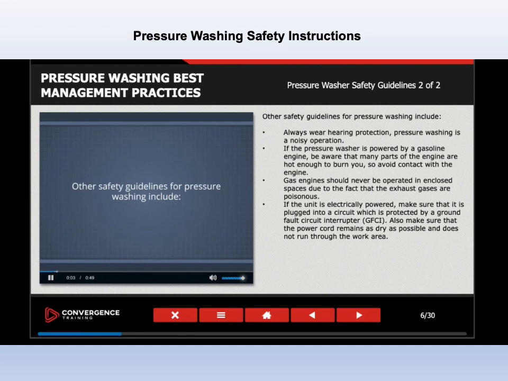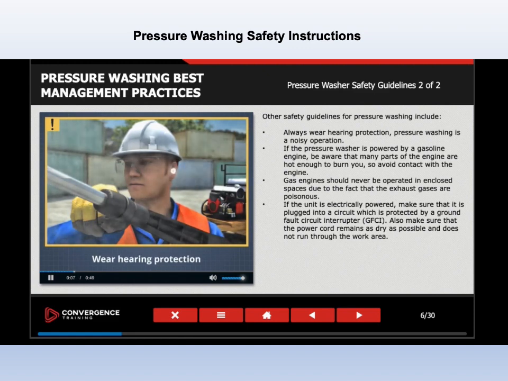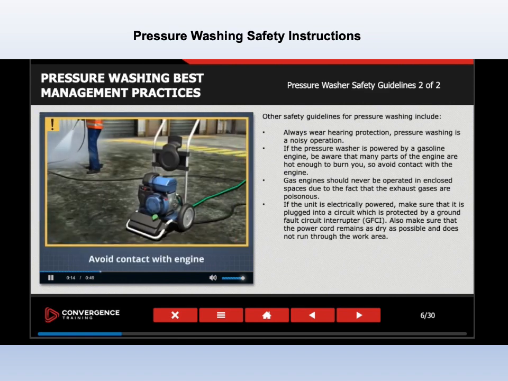Other safety guidelines for pressure washing include: always wear hearing protection. Pressure washing is a noisy operation. If the pressure washer is powered by a gasoline engine, be aware that many parts of the engine are hot enough to burn you, so avoid contact with the engine.